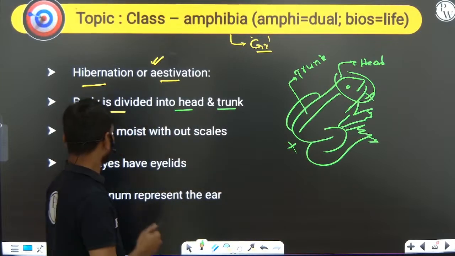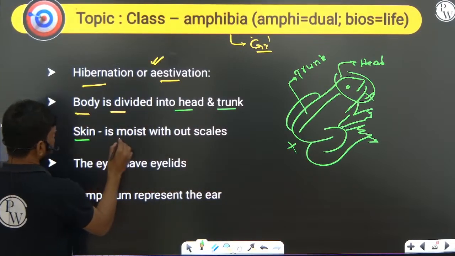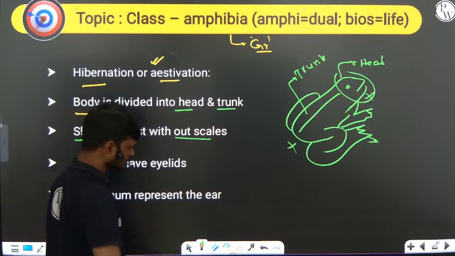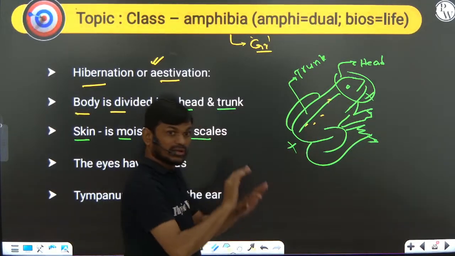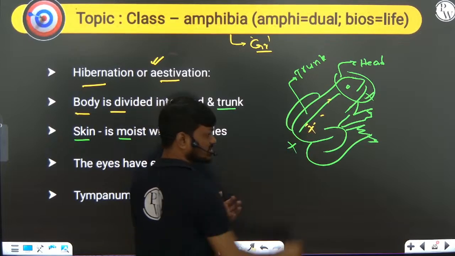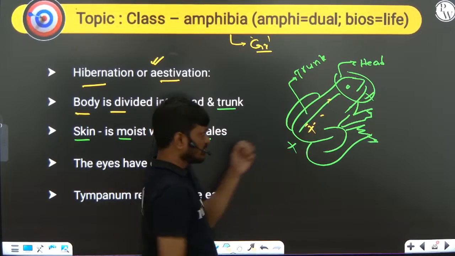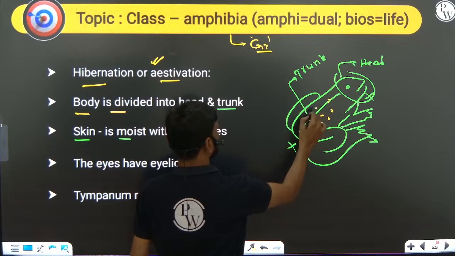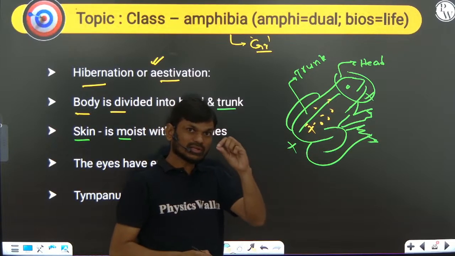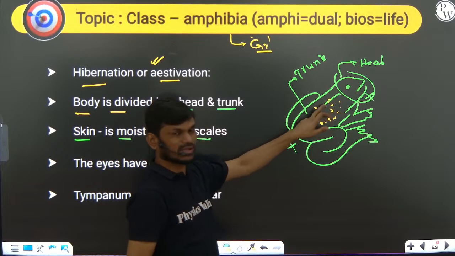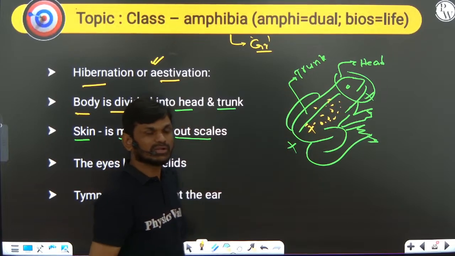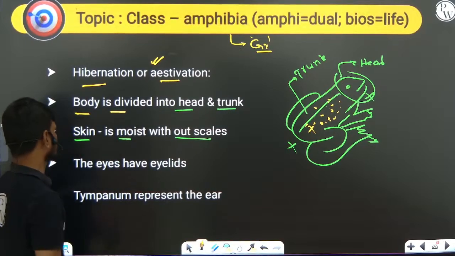Next, the skin is moist without scales. The skin is always in moist condition, but there are no scales. Scales are absent, but skin is glandular. Here, glandular skin is present. The glandular cells help in secretion of mucus. Because of that mucus, the skin of the frog, for example, is always maintained in moist condition.